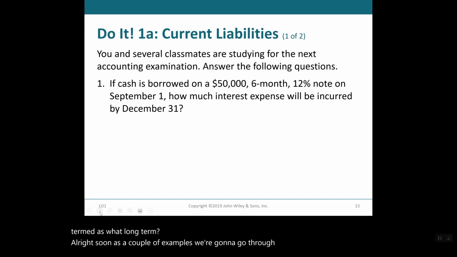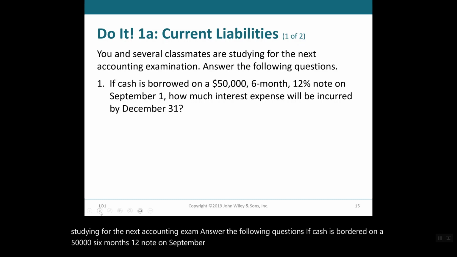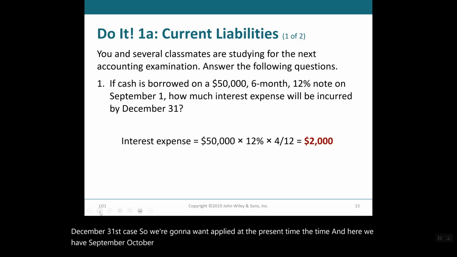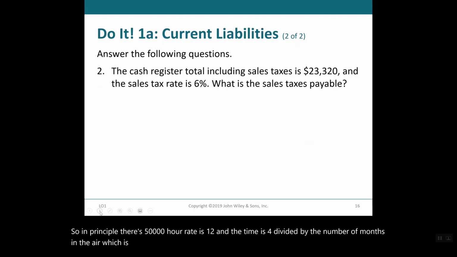All right, these are a couple of examples we're going to go through. You and several classmates are studying for the next accounting exam. Answer the following questions. If cash is borrowed on a 50,000, 6-month, 12% note on September 1, how much interest expense will be incurred by December 31? We multiply the principal times the rate times the time. Here we have September, October, November, December, which is 4 months. Our principal is 50,000, our rate is 12%, and the time is 4 divided by the number of months in the year, which is 12. That gives us 2,000.